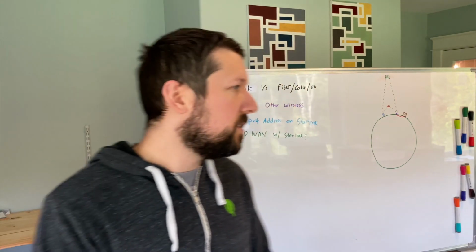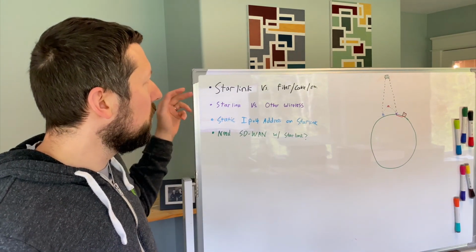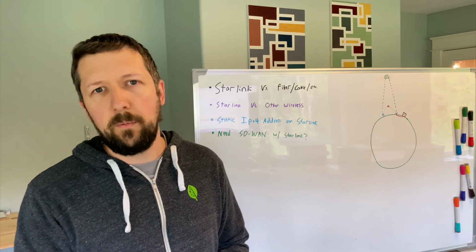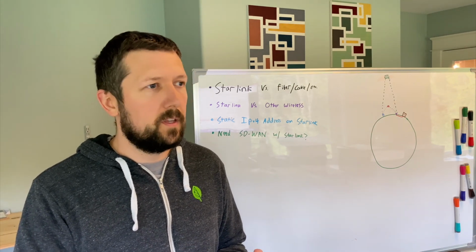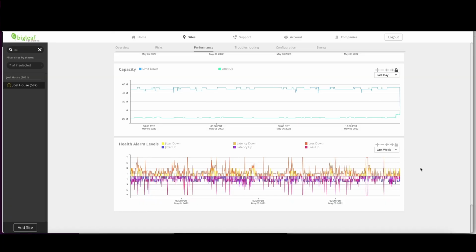I want to address a few questions I think might be running through folks' minds. First, how do I think about Starlink versus most landline type circuits, fiber, cable, DSL, that kind of thing? And I think the health alarm data we can see is really useful to know how these comparisons sit.